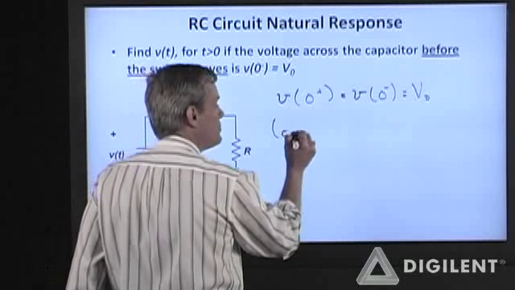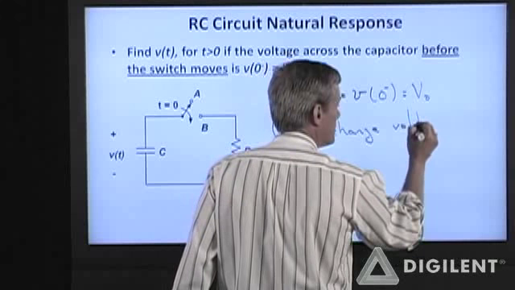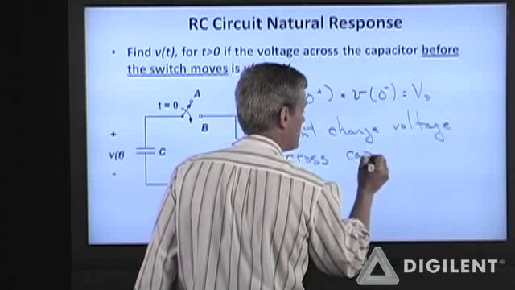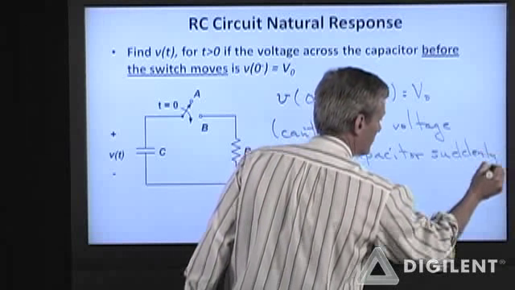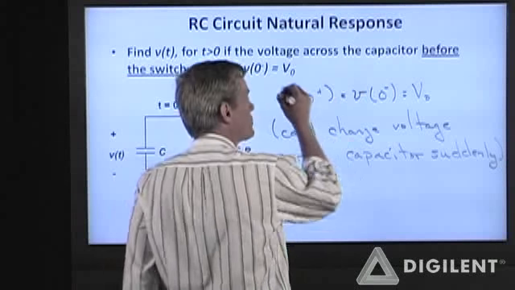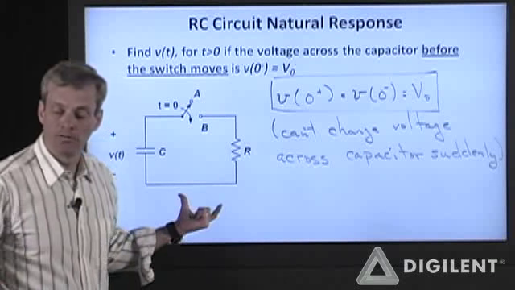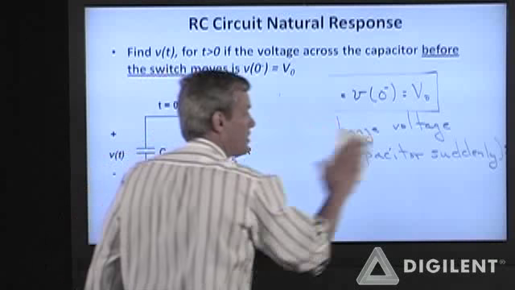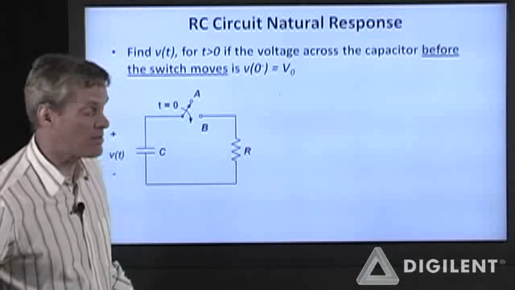This is because you can't change voltage across a capacitor suddenly. Okay, so in order to get our solution, we'll need an initial condition, which we now have. We also need the governing differential equation for the circuit. So once we've got this, now let's take a look at the circuit itself for times t greater than 0.